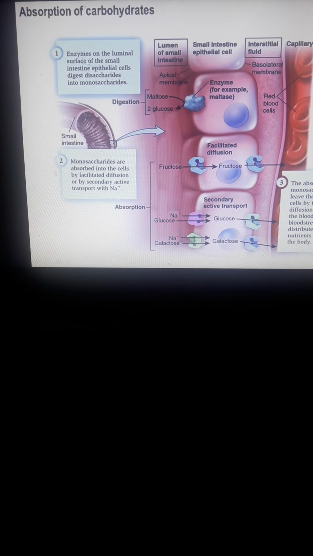Okay. So absorption of carbohydrates. Take note, enzymes on the luminal surface of the small intestine epithelial cells digest disaccharides into the monosaccharides. So if this is your small intestine, there are enzymes present, right? Sucrase for sucrose that will be converted to fructose plus glucose, correct? So monosaccharides are absorbed in the cell by facilitated diffusion process and or by secondary active transport with sodium dependent. Okay, usually that is it, digestion, maltose to glucose plus glucose, for example.